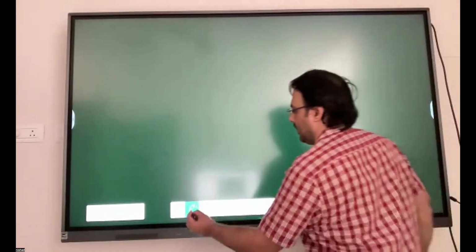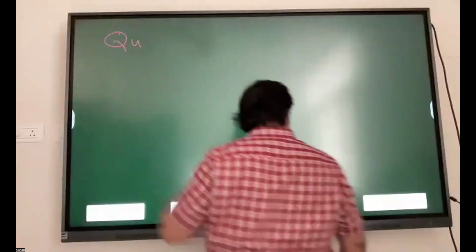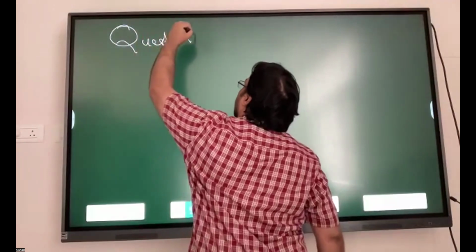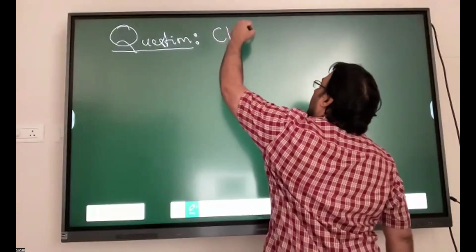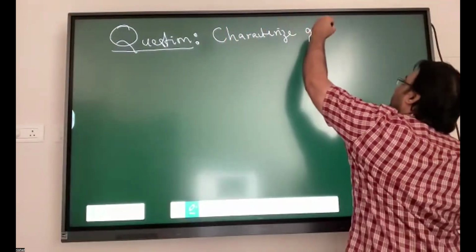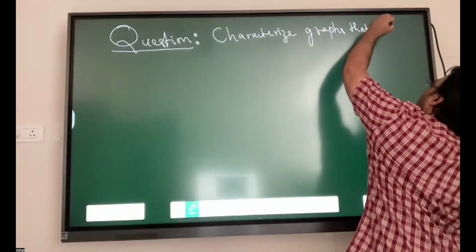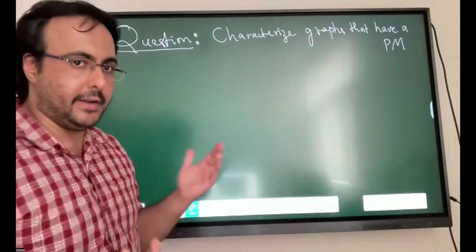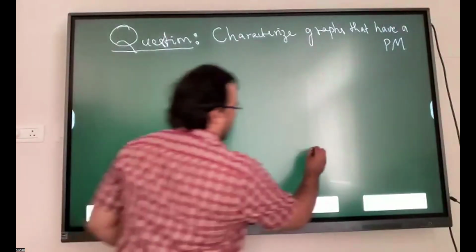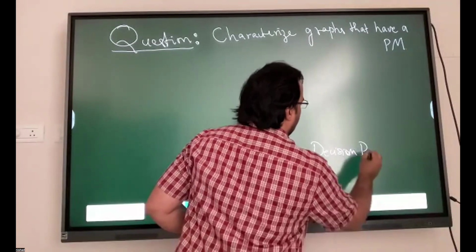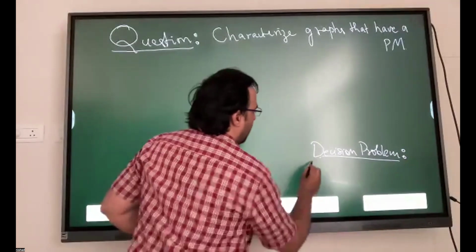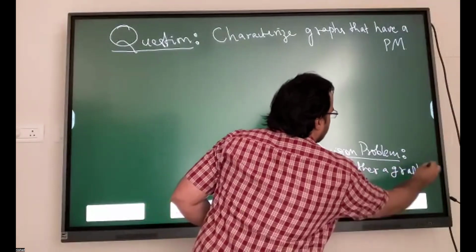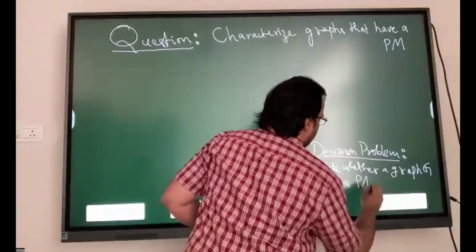Okay. So the big open question back in the day was to characterize graphs that have a perfect matching. Let me phrase this as a decision problem and also relate it to some complexity classes NP, co-NP, and P. So here is a decision problem. Decide whether a graph G has a perfect matching or not.